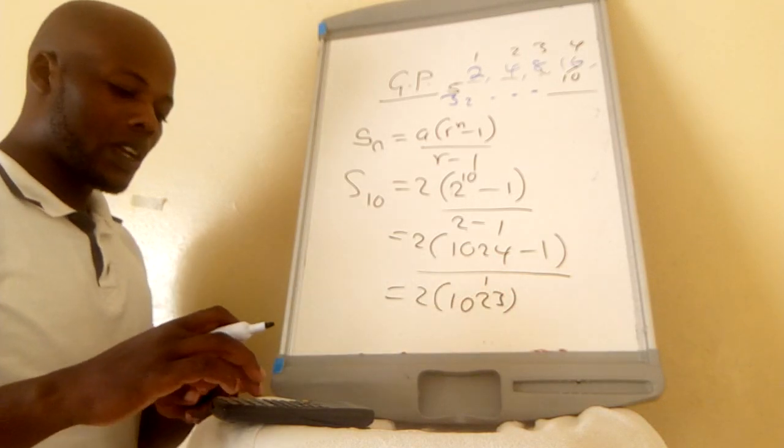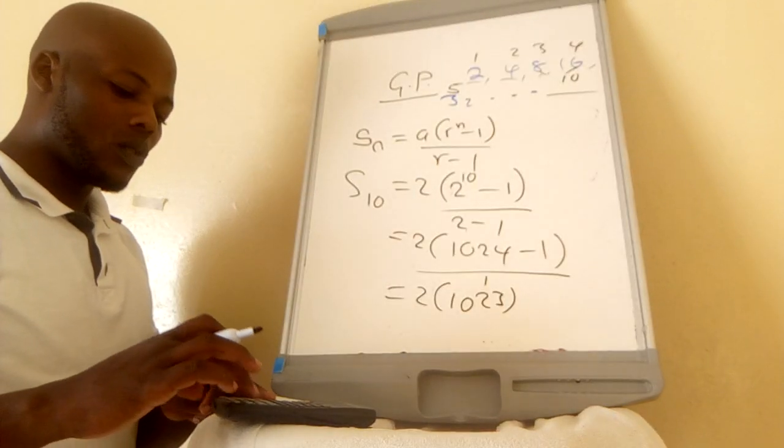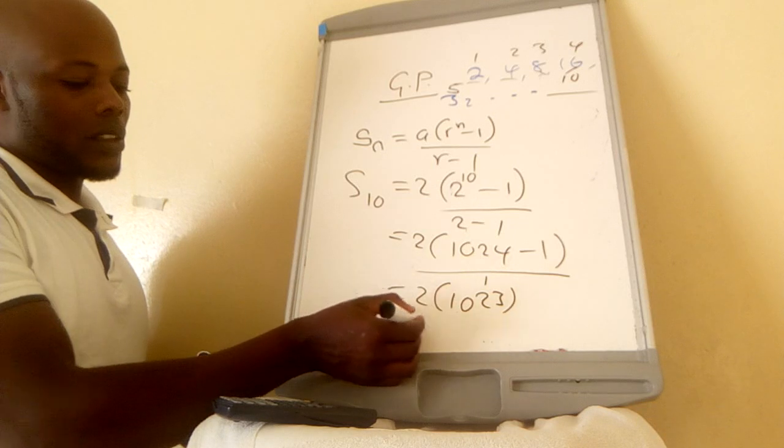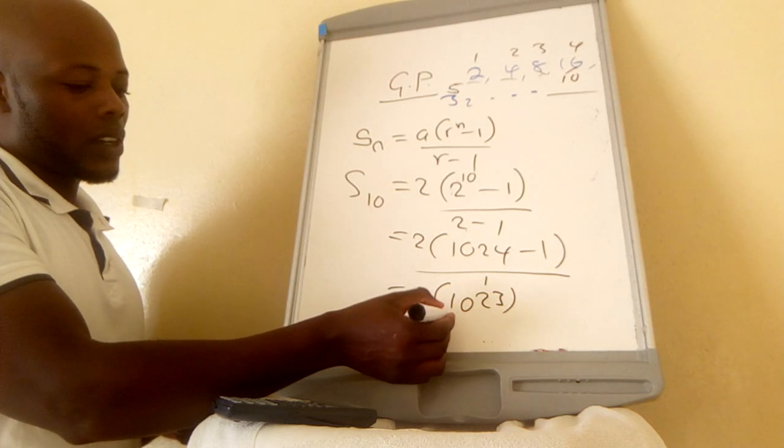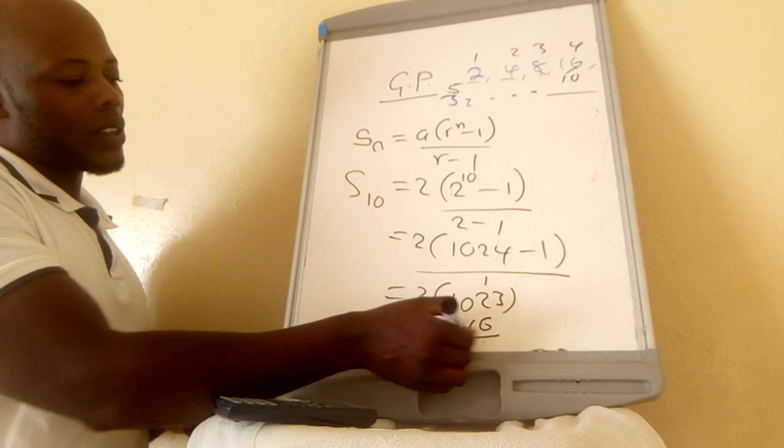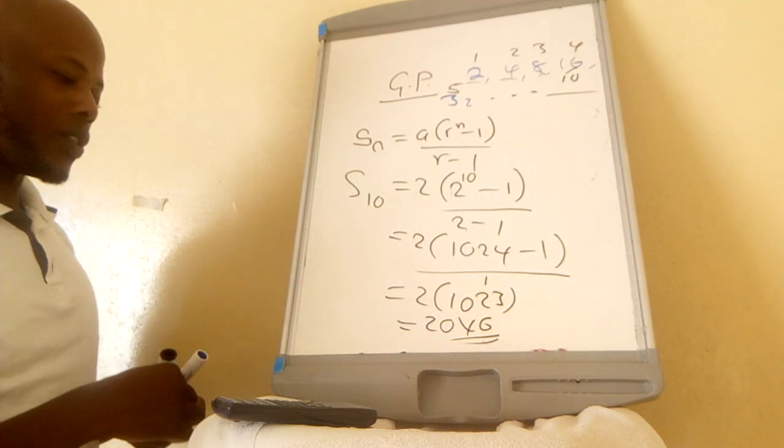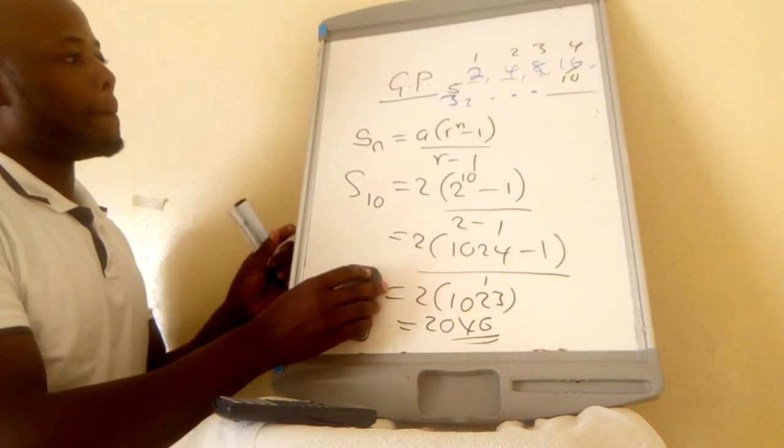So when we multiply this by this, we have 2046. So this is the sum of the first 10 terms.